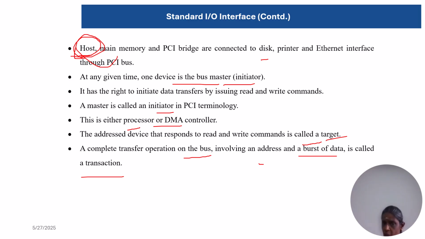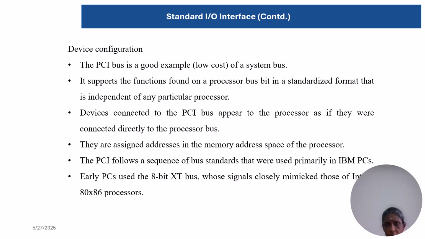So before data transfer, the host must address the device by sending the address, and then after the device responds, there will be the transfer of the data. Data here means not a single bit, it is a block of data, a group of data. So this is known as the transaction. The device configuration, how it is made.